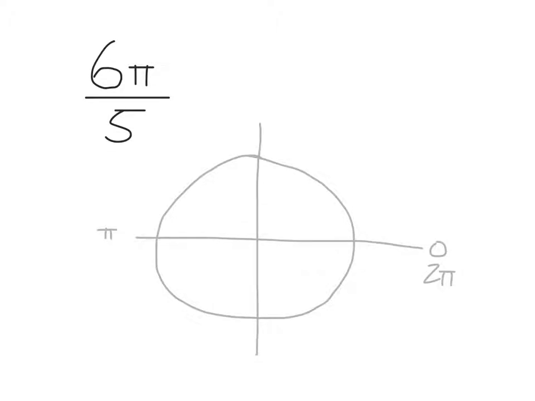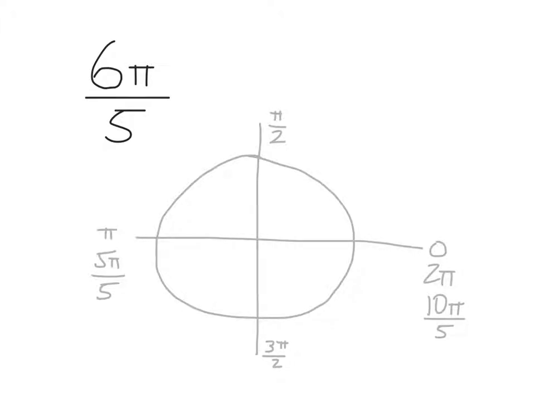And I want to remember that pi radians is half a revolution and 2 pi radians is a full revolution around the circle. And then at the y-axis, we have pi over 2 and 3 pi over 2. Thinking about equivalent fractions, I know that pi would be equivalent to 5 pi over 5, and 2 pi would be equivalent to 10 pi over 5.